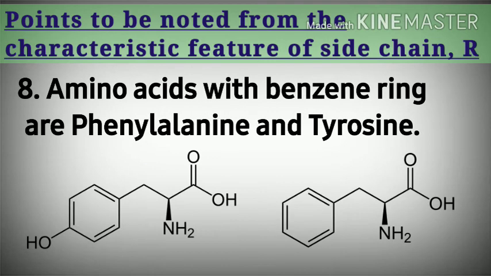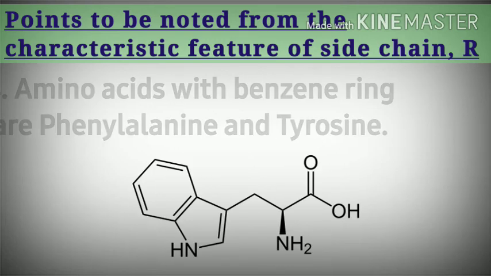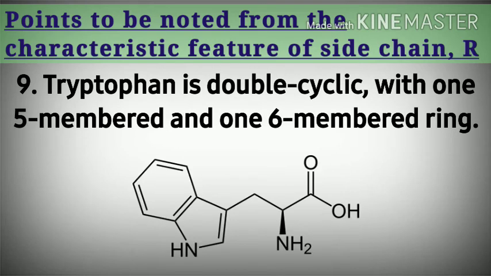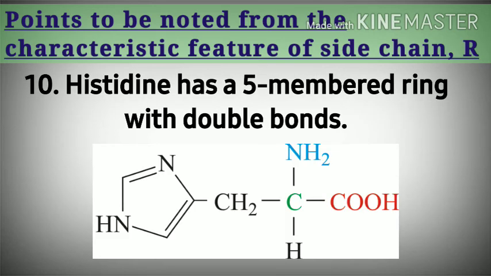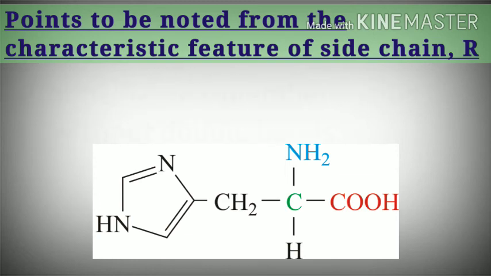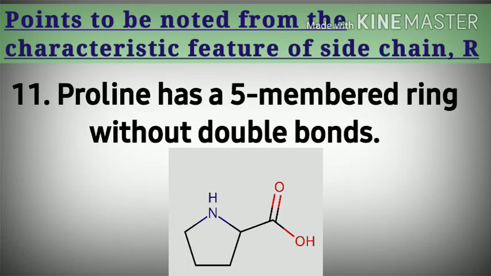Benzene ring is present in the structure of phenylalanine and tyrosine. The term phenyl itself refers to this benzene ring. Another cyclic amino acid is tryptophan, which has double cyclic structure with one 5-membered and one 6-membered ring. Histidine is an amino acid with a 5-membered ring which has double bonds, and proline has also a 5-membered ring but without double bonds.